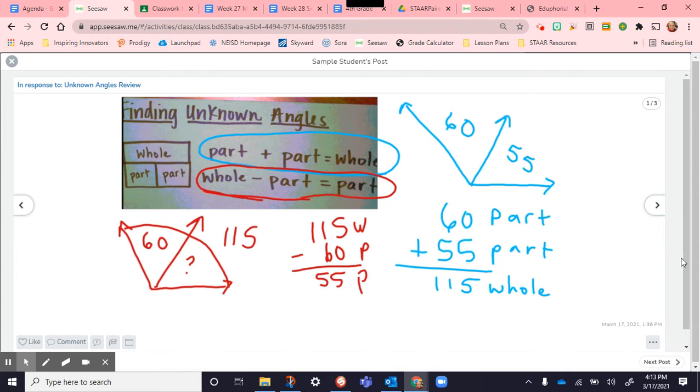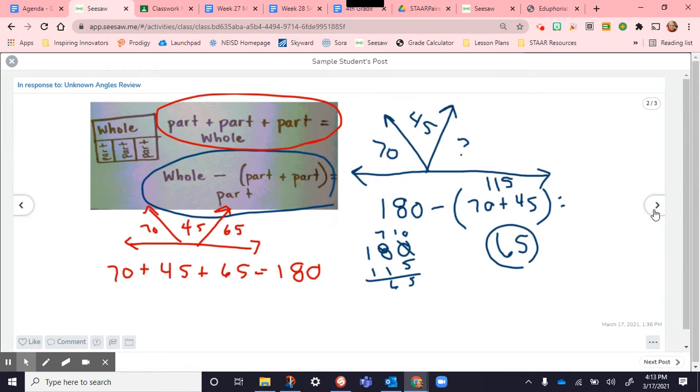So that's if you have 2 parts. We've also seen some where we have more than one part. Here's an example where the whole is broken into 3 pieces. Same idea: you take all those parts, add them together, and you get your whole. So that's this red example right here, 70 plus 45 plus 65. That gives you your whole.